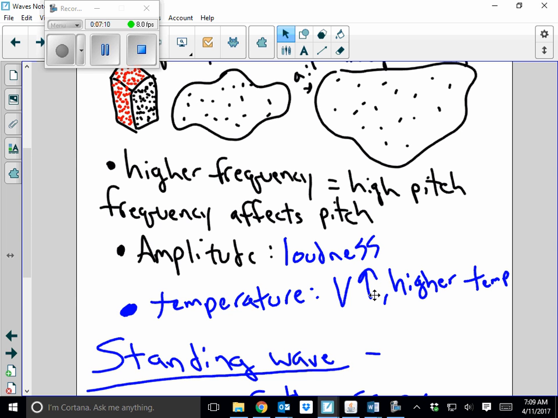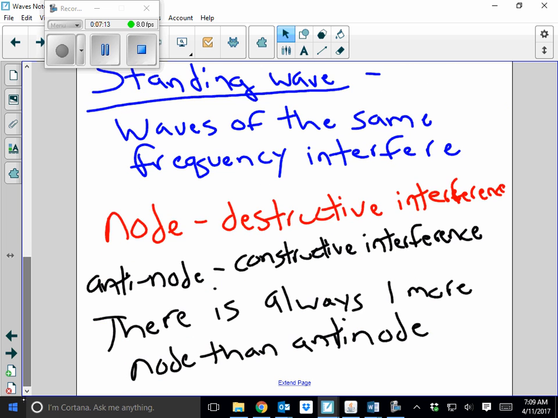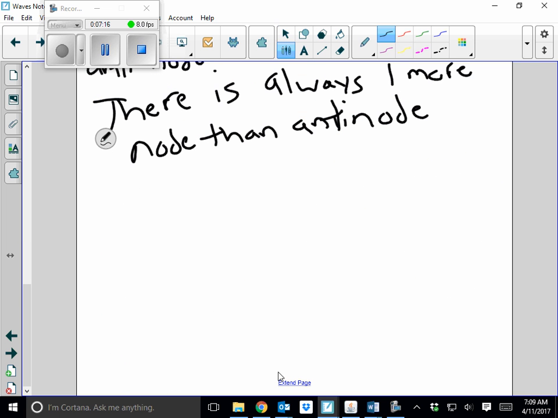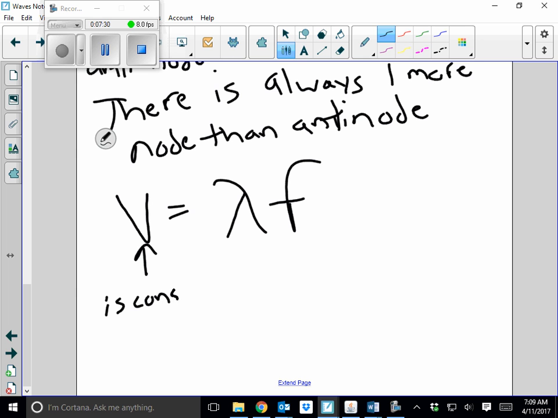Speaking of speed of a wave, one thing I forgot to mention is that the only thing that changes speed is the medium. So v is constant unless you change the material you are traveling through. We know the equation v equals lambda f, lambda being the wavelength in meters, and frequency being in hertz, which is 1 over seconds, which gives us meters per second. Velocity equals lambda f, and the velocity is constant if your medium stays the same.